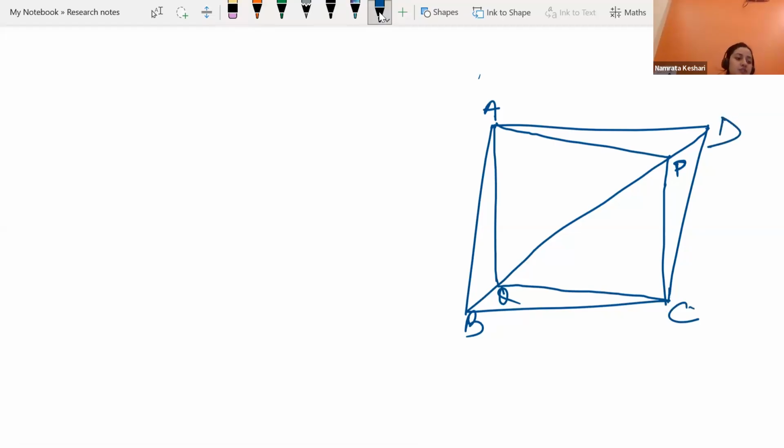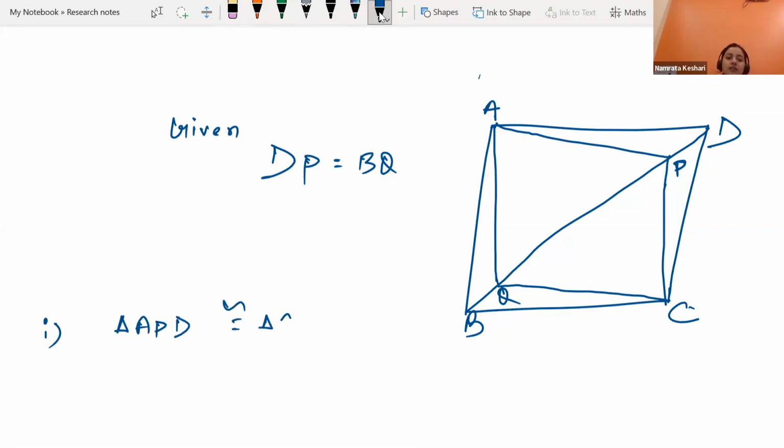It is given in the question that ABCD is a parallelogram, and it is also given that DP is equal to PQ. What we have to show in part 1 is that triangle APD is congruent with triangle CQB. Okay, let's see how we can prove it. We also know that ABCD is a parallelogram, so opposite sides must be parallel and equal to each other.